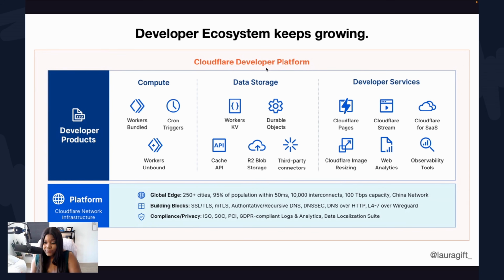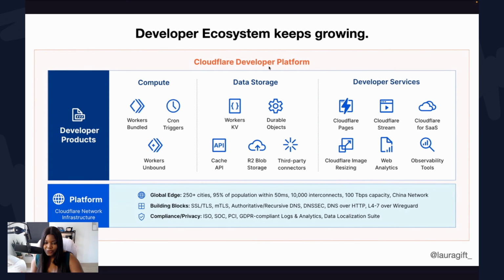So we also have Workers KV, which is a key value storage for saving data or caching it on the edge, and Durable Objects, R2, and even recently D1 are some of the storage options that we currently provide at Cloudflare. And finally, among the developer services that we offer, we have Cloudflare Pages as one of them, which is what this video is focused on.